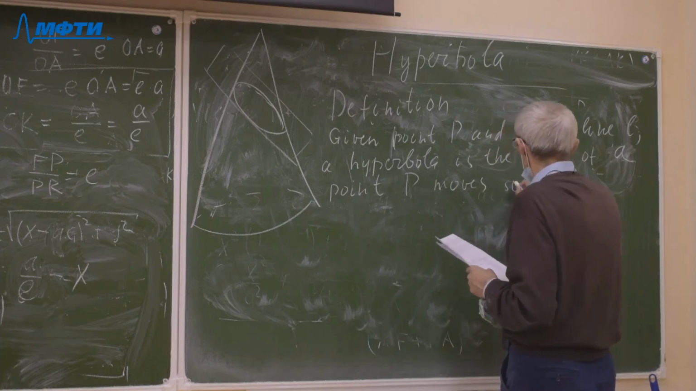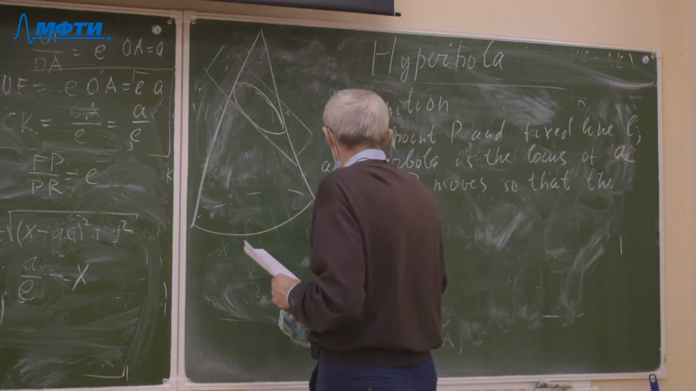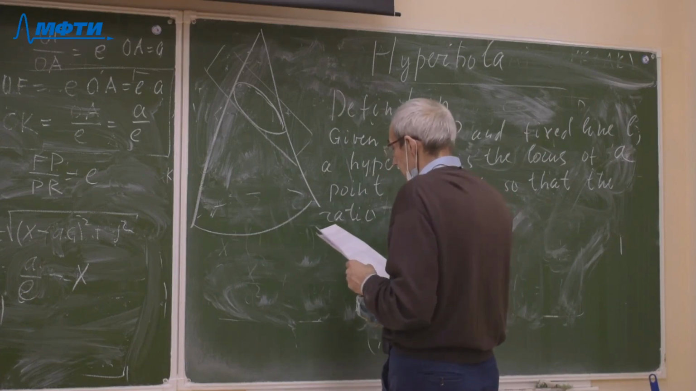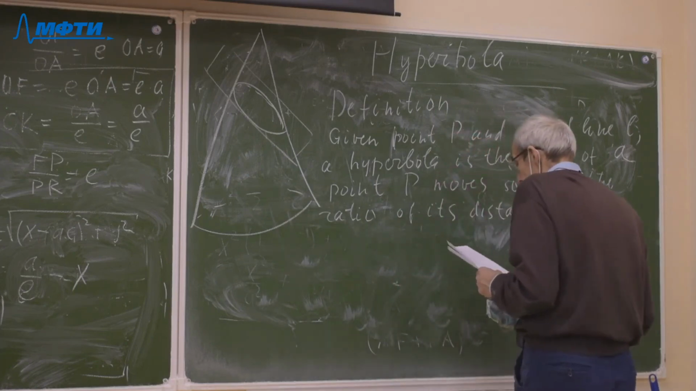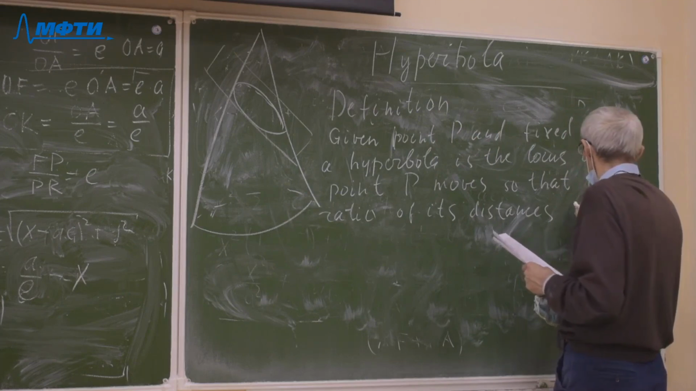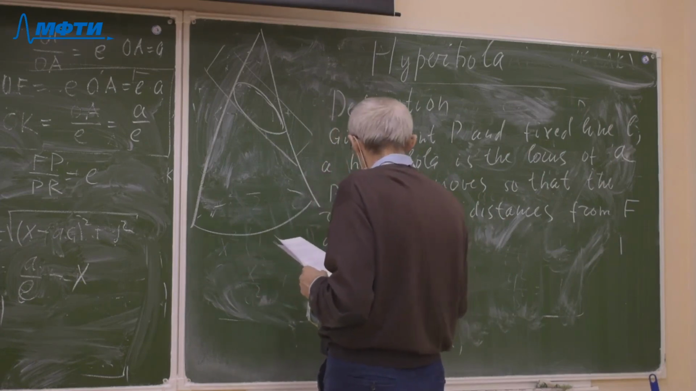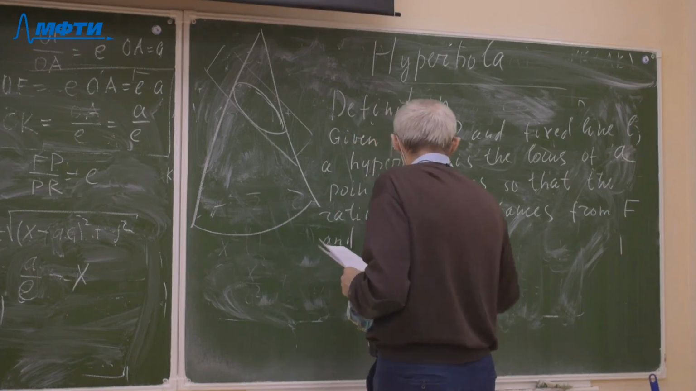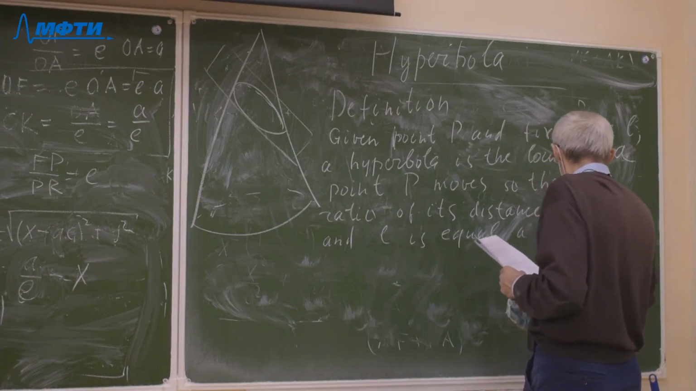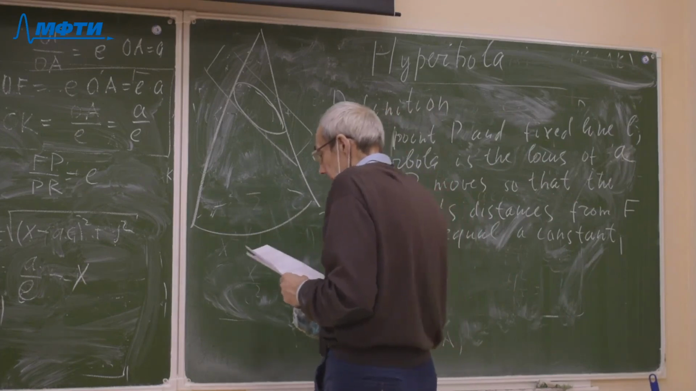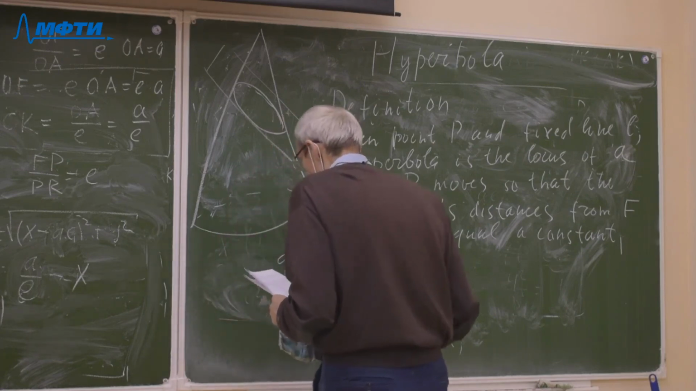a point P, which moves so that the ratio of its distances from F and L is equal to a constant greater than 1.